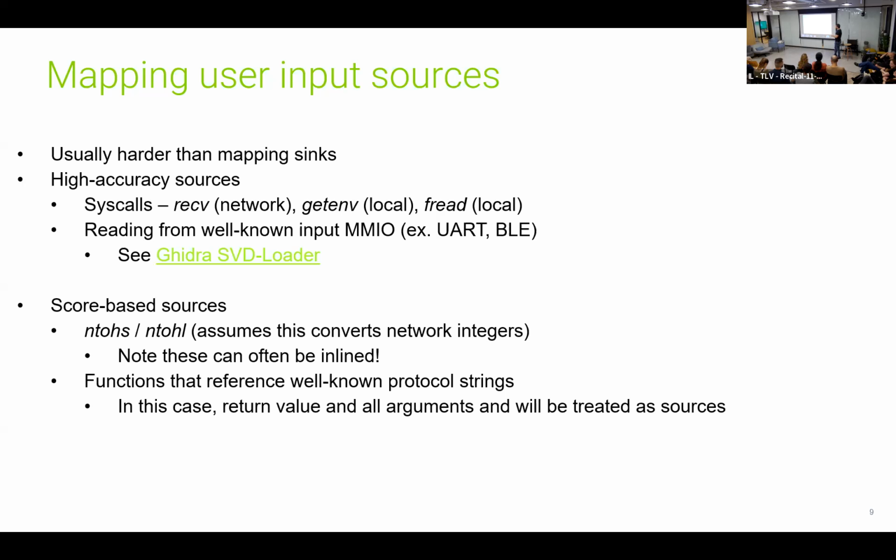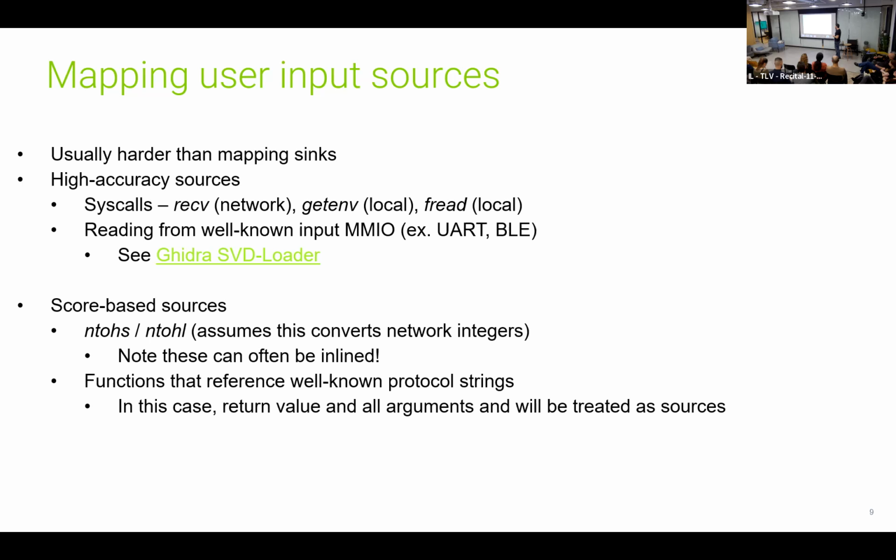So for example, if you see a receive call, this is getting input from the network. If you see a getenv, it's input from the environment. If you're seeing fread, then it's input from a file. And that way you can understand, okay, this is a good source point where I can say everything that comes from this input is tainted, like it could be attacker controlled.